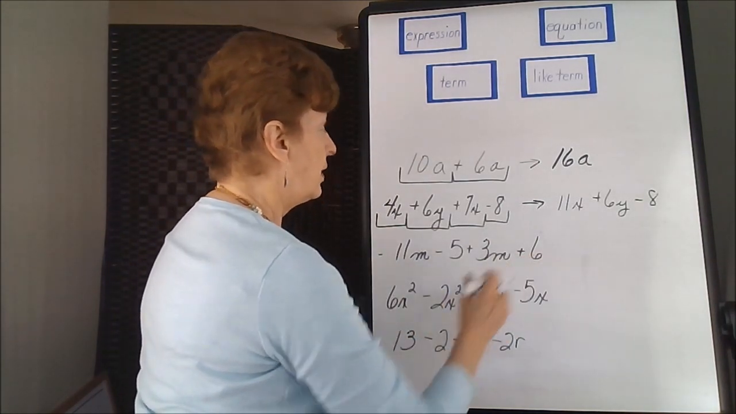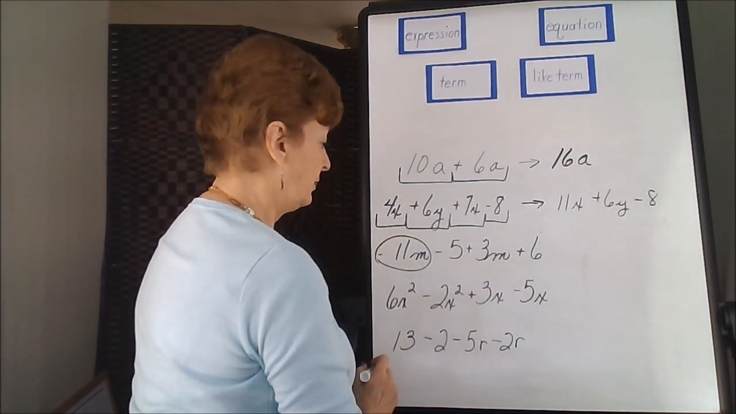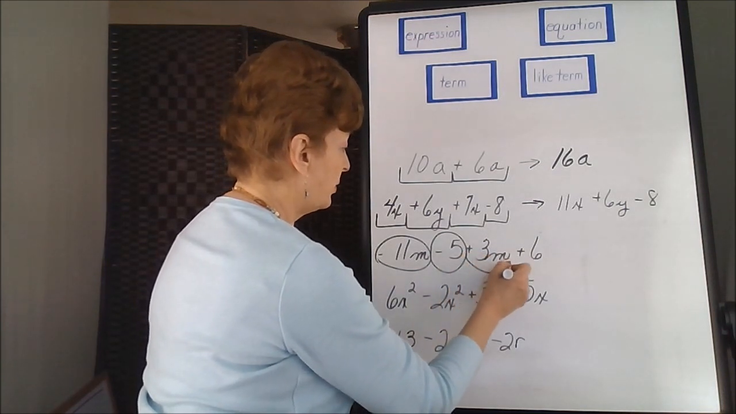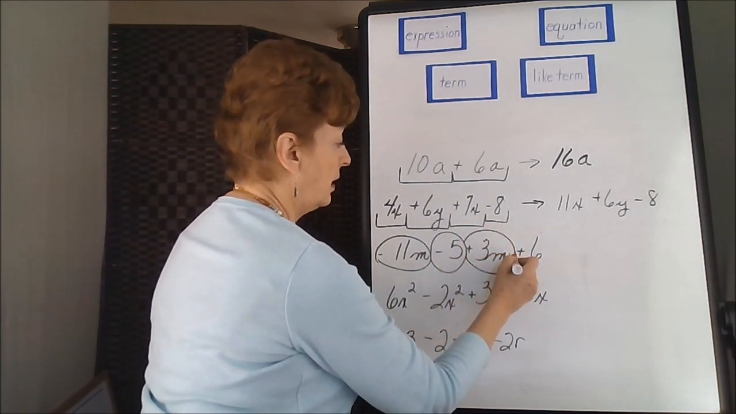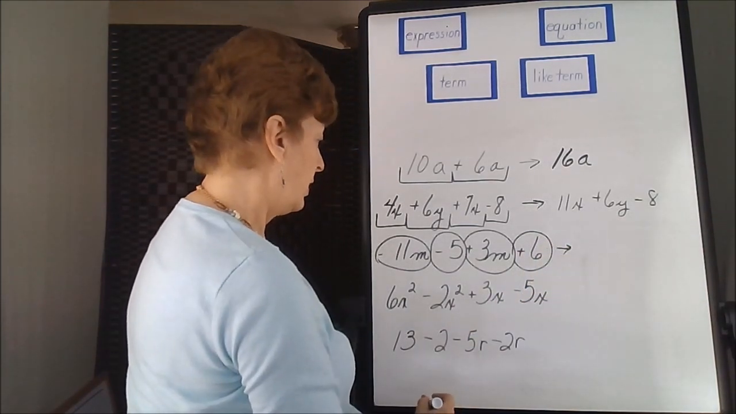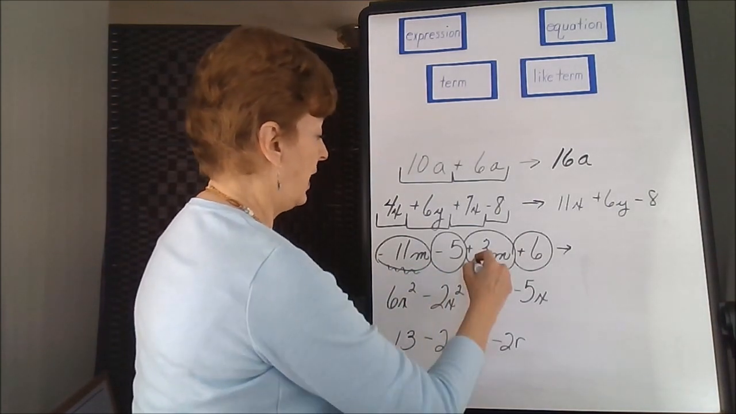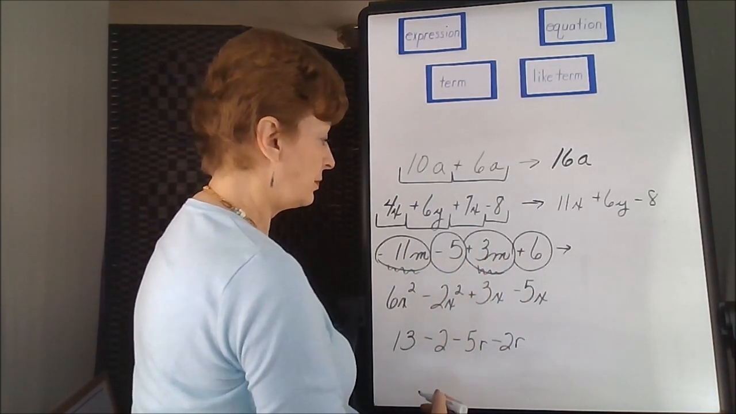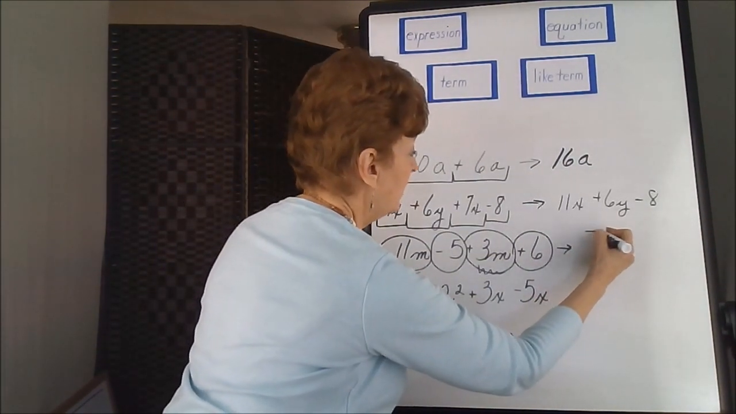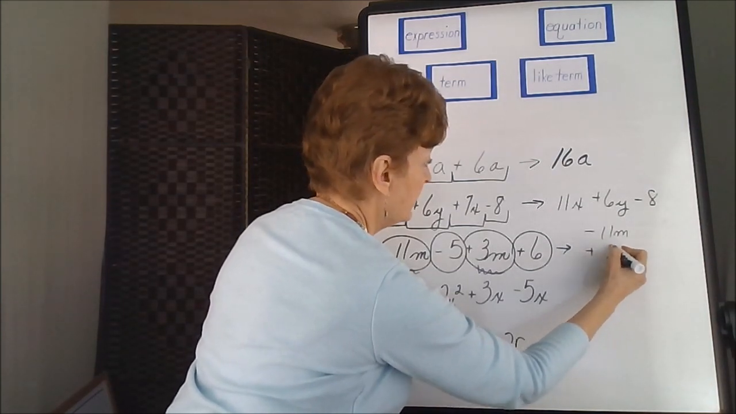Our next expression, here's a term, here's a term, another term, a fourth term. Terms negative 11m and 3m are like terms, so we can combine them. Negative 11m plus 3m.